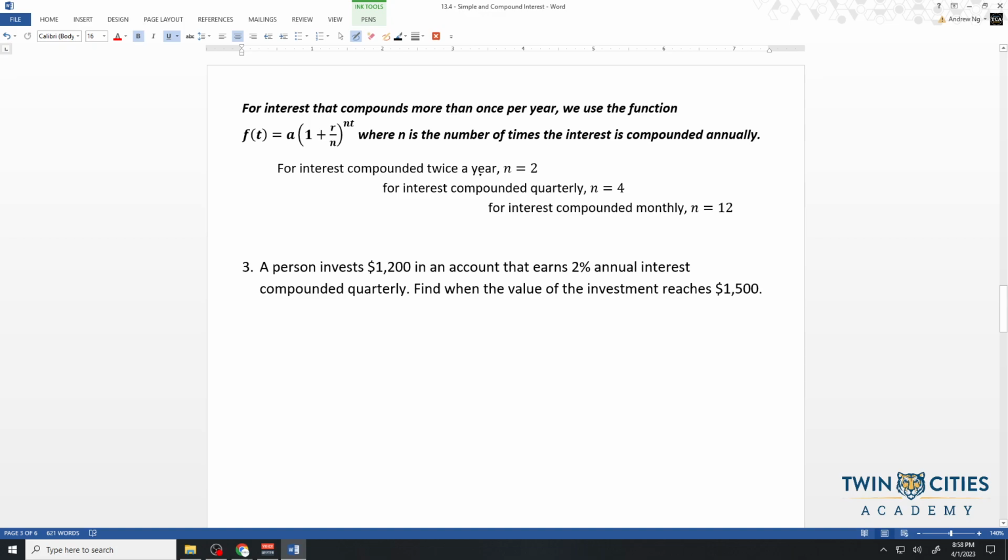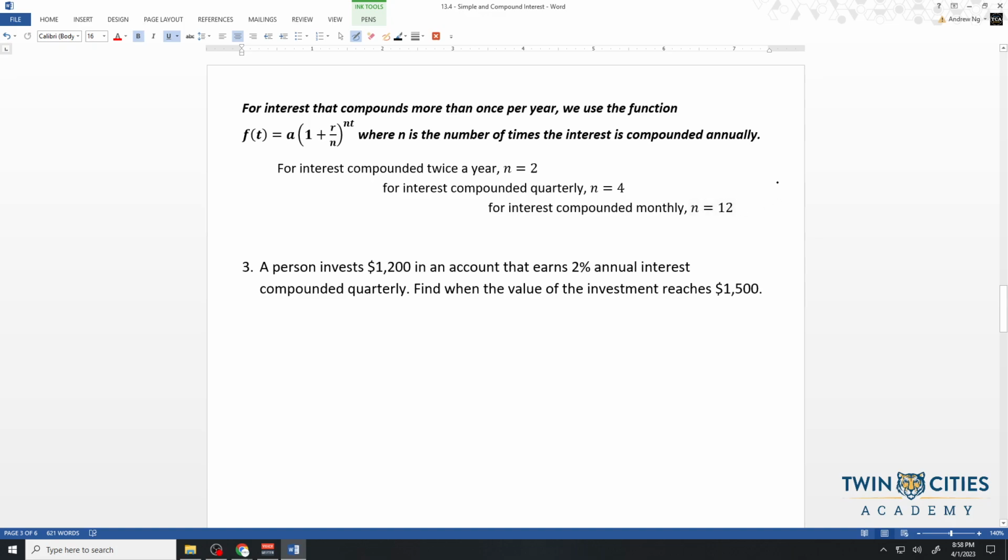If it's semi-annually, so if it's compounded twice a year, then n equals 2. For interest that's compounded quarterly, there's 4 quarters in a year, every 3 months, so n equals 4. And for interest compounded monthly, there's 12 months in a year, n equals 12.